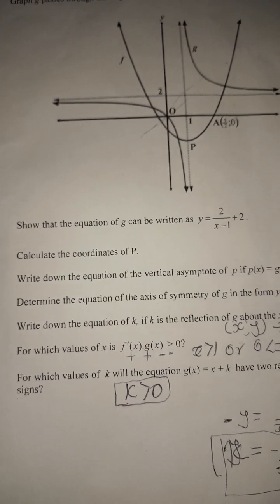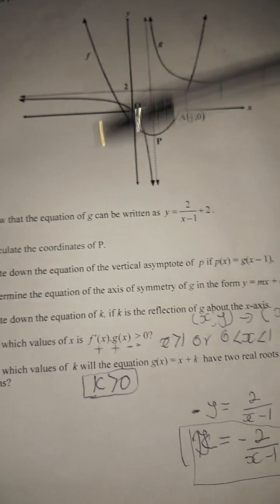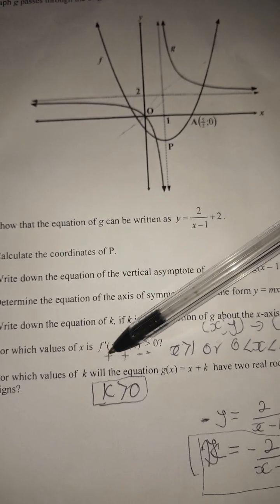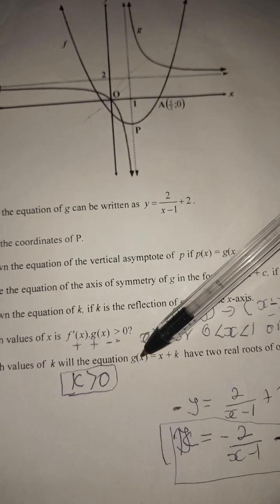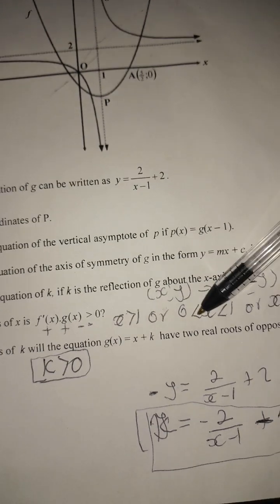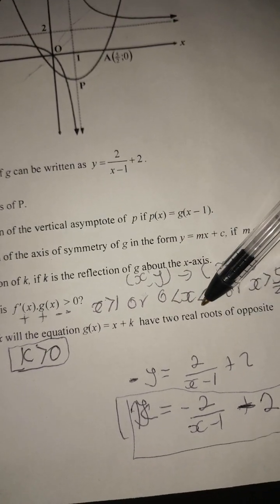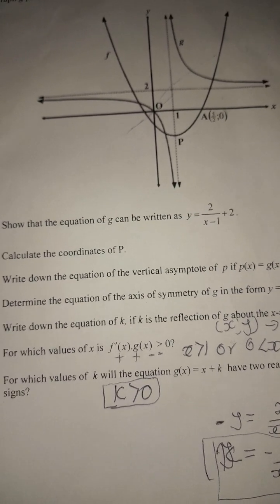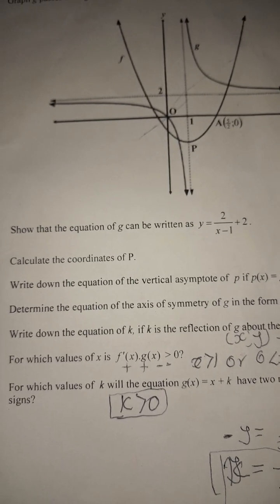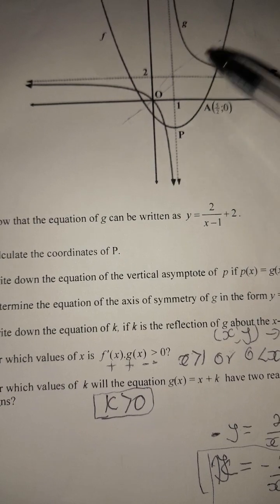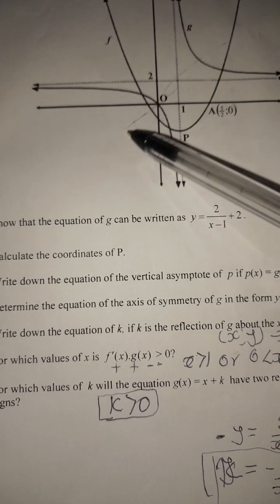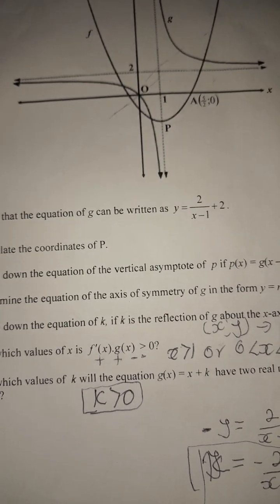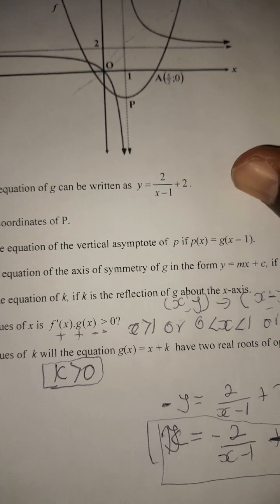So it's also very important to know your notations. Remember, they just said for which values of k will the equation g of x equals x plus k have two real roots of opposite signs. It's advisable that you draw the sketch. So in this case, when we draw this graph, it will pass through the origin. So this will happen where k is greater than 0.